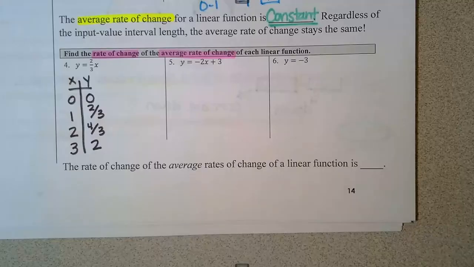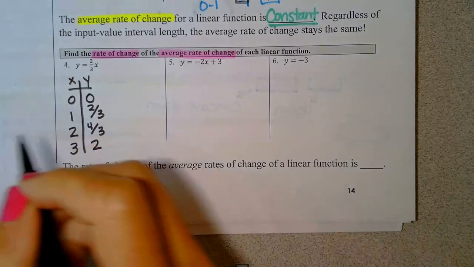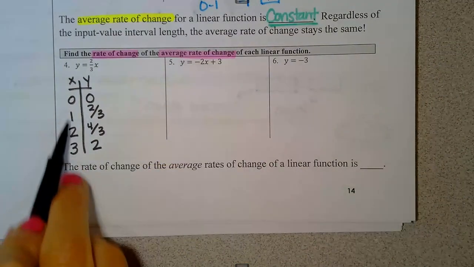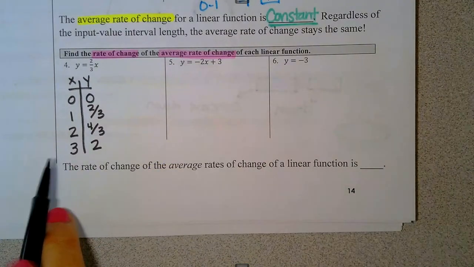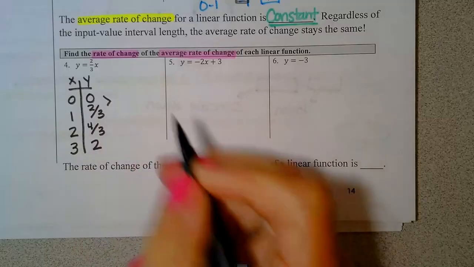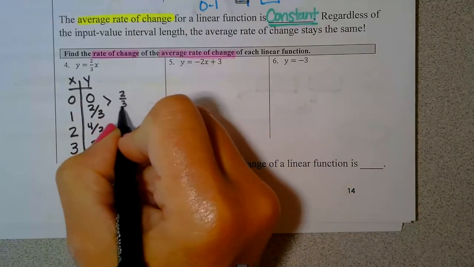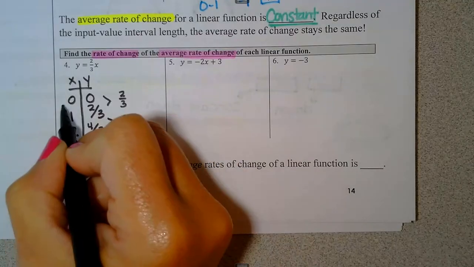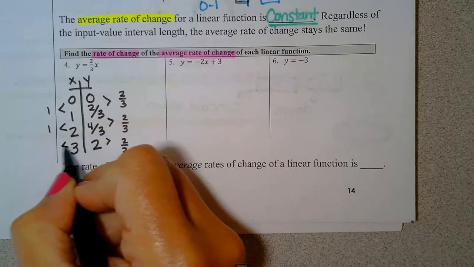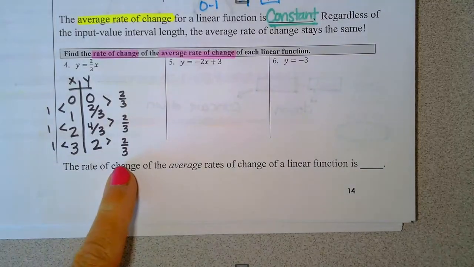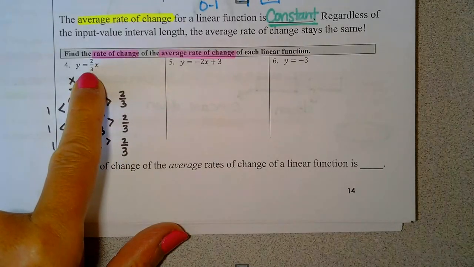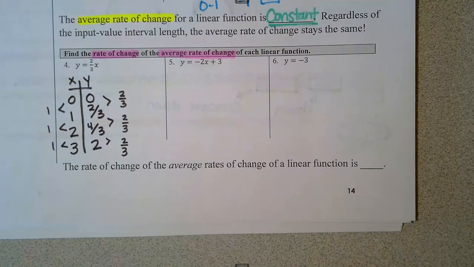Okay, and then do you remember we would find the first difference? When I am going up by 1 and I find this difference, that's 2/3, and I find this difference, that's 2/3, and I find this difference, that's 2/3. If these are all going up by 1, that essentially is what? What does that equal to? The slope.